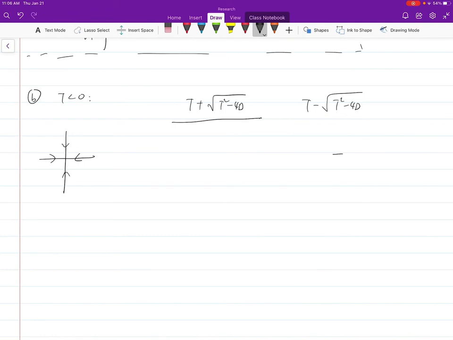How do you keep this one negative? Now again, t is going to be a negative number. This is going to be a positive number. It really depends on which one is bigger. So to make the whole thing negative, you need to make sure the negative one is bigger in terms of absolute value. Therefore, your d has to be positive.